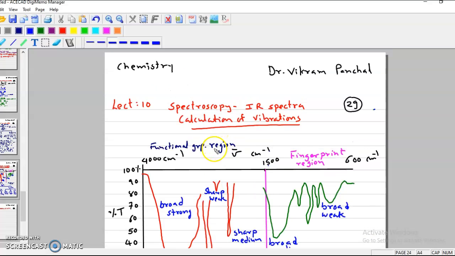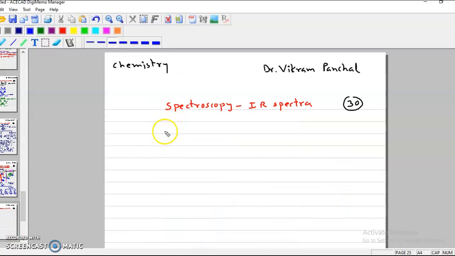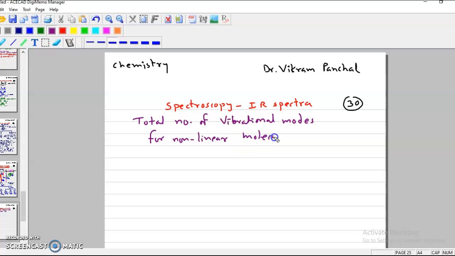Now we have to find out number of bands given by any molecule. So we have a formula for that. So total number of vibrational modes in any molecule are, for non-linear molecule, we have 3n minus 6, where n is number of atoms.